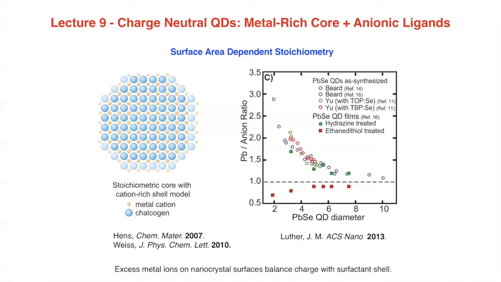So this was one of the early demonstrations that metal ions are enriched in these particles, and that this metal ion enrichment was size dependent. And I think this paper by Zagorsky-Hens is a very, very important discovery. I don't know how many times it's been cited, but it's really influenced the way people think about these materials.